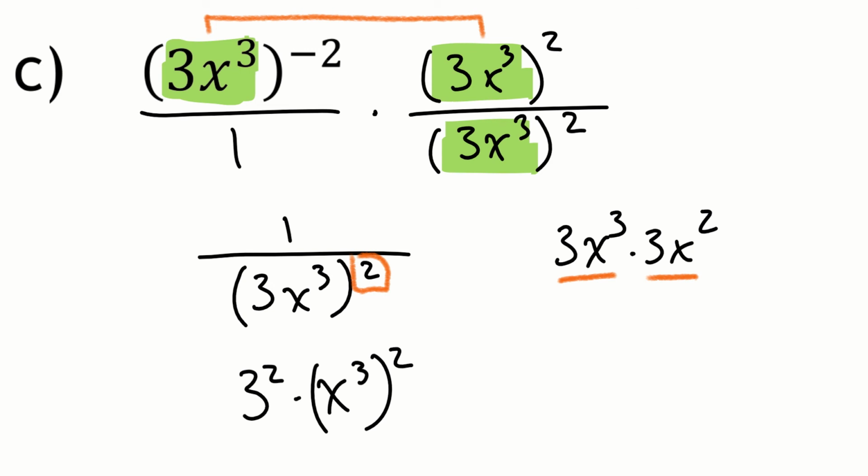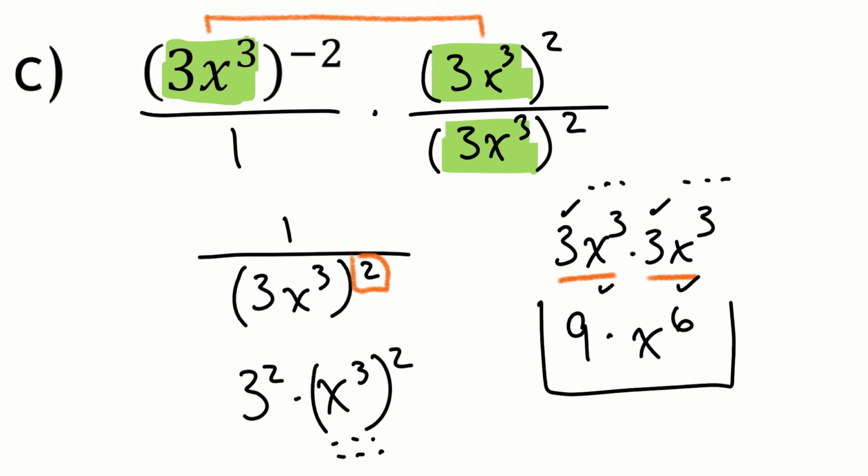But if you look, that's exactly what I have, right? Because I have 3 times 3, which is the 3 squared, which is the 9, times x to the third, x to the third, x to the third, which is x to the 6th power. So in total, I have 1, 2, 3, 4, 5, 6 factors of x. And you can see there are 6 factors of x. So my final answer ends up being 9 times x to the 6th power. That's our answer for part C.